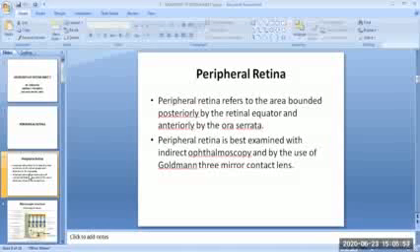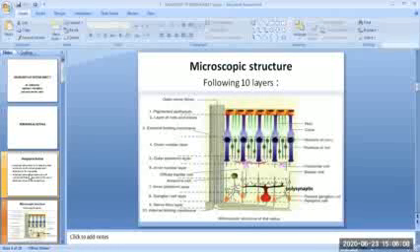Where the retina ends, the retina is firmly attached both to the vitreous and the choroid. The pars plana extends from the ora serrata. Then the microscopic structure: the retina consists of three types of cells and the synapses arranged in the following 10 layers.